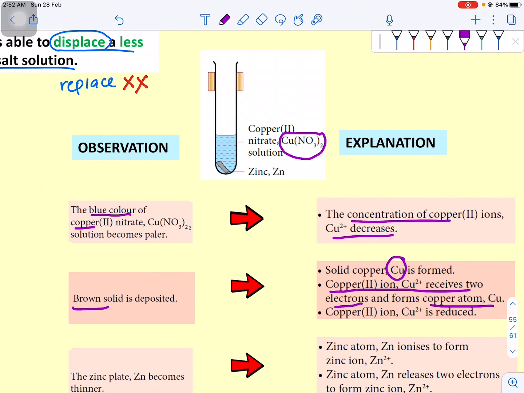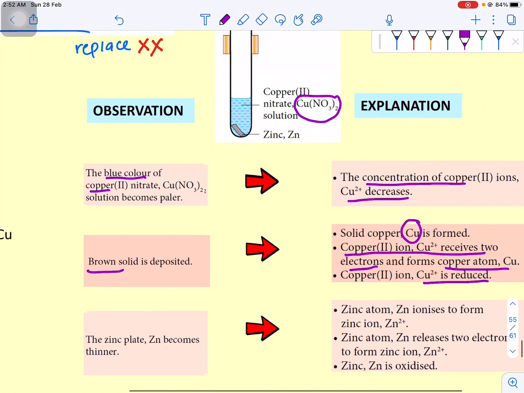So when Cu2+ becomes Cu, meaning that Cu2+ undergoes reduction. Bila undergo reduction, dia adalah oxidizing agent. And at the same time kita boleh nampak the zinc plate become thinner, makin lama makin kurus, makin kurus. So the reaction occurs.